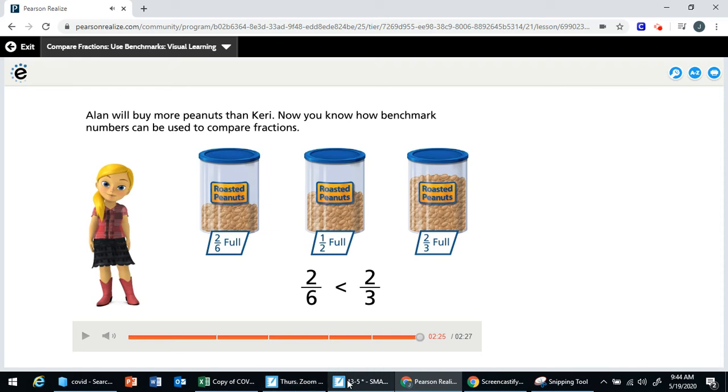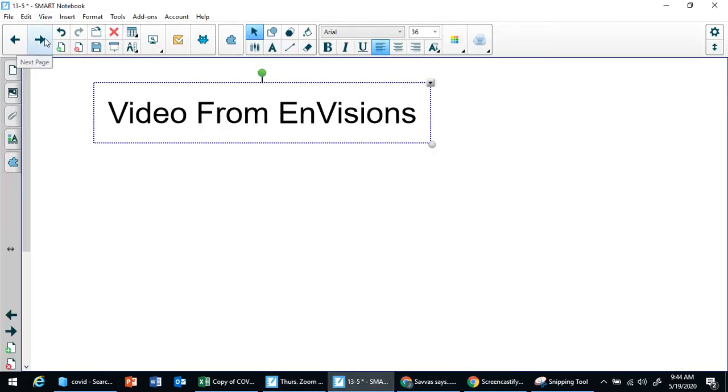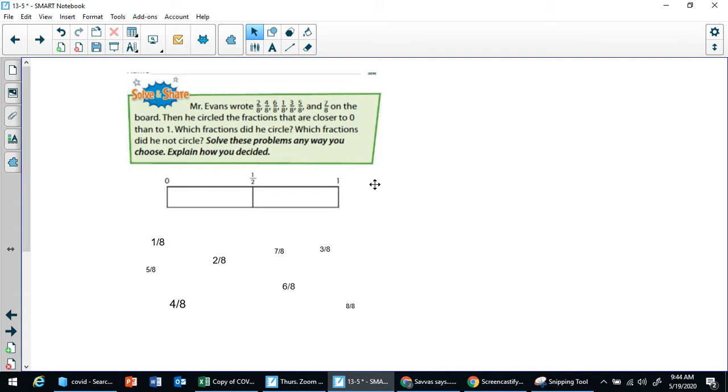Okay, boys and girls, so we are now going to go back to our Smart Notebook lesson. I have here another example because benchmark fractions can be a little bit tricky, but they are so helpful. Here is an example that I pulled right from your math book. Mr. Evans wrote 2/8, 4/8, 6/8, 1/8, 3/8, 5/8, and 7/8 on the board. Then he circled the fractions that are closer to 0 than to 1. Which fractions did he circle? Which fractions did he not circle?